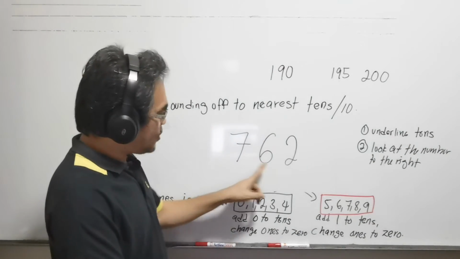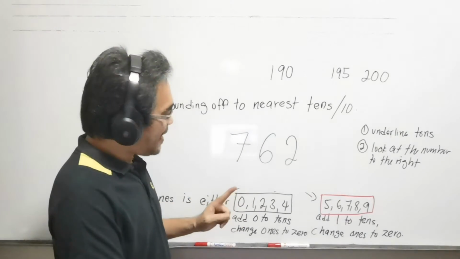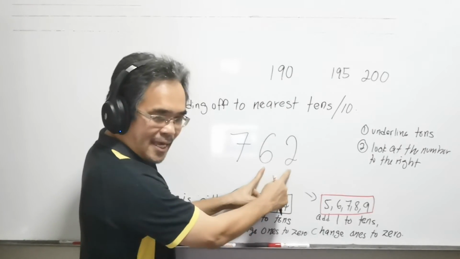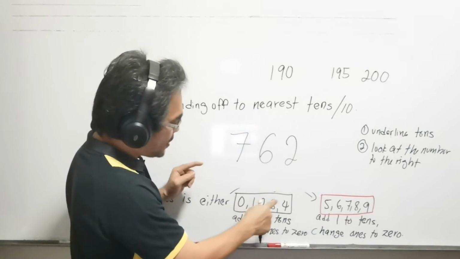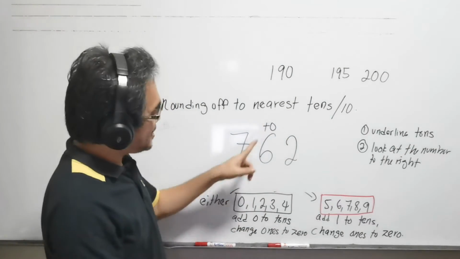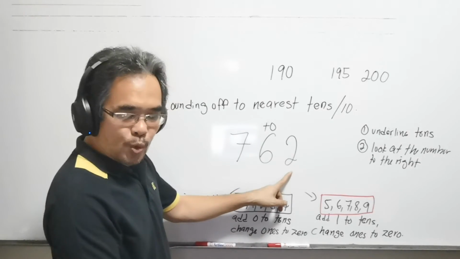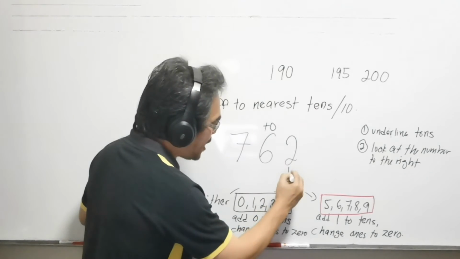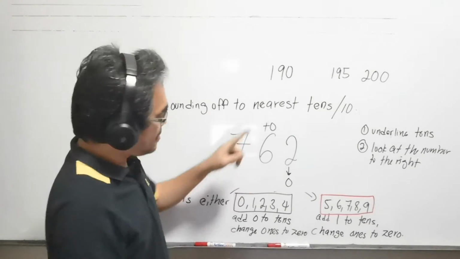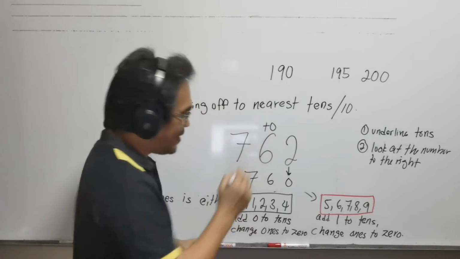So it's okay, as long as you can see this number. Please round off to the nearest 10. If this number is either 0, 1, 2, 3, 4, you plus 0. So what will happen to 2? That 2 you change to 0. That 6 is still 6. That 7 is still 7.